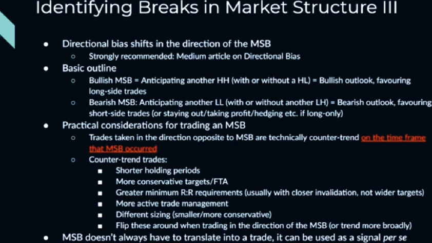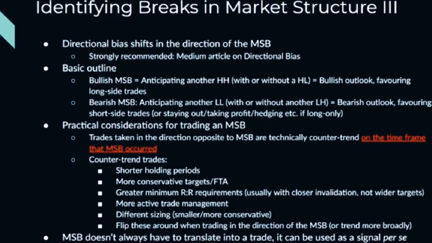So for a bullish market structure break, we're essentially anticipating a higher high with or without a higher low, right? So you've got the bullish market structure break, the higher high is formed, we're anticipating higher prices, usually in the form of another higher high. And whether it pulls back or not, hence the with or without a higher low, we don't know. But generally, that's a bullish outlook. Buyers are in control, resistance is broken, however you want to slice it, and we're favoring long side trades. And that also means that short side trades are counter trend, right?